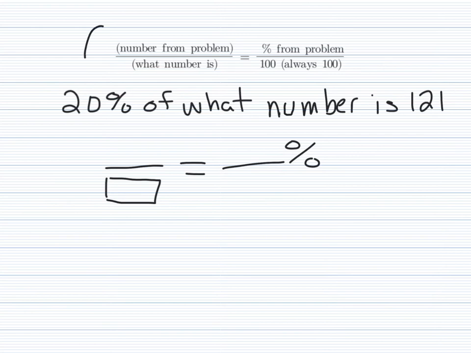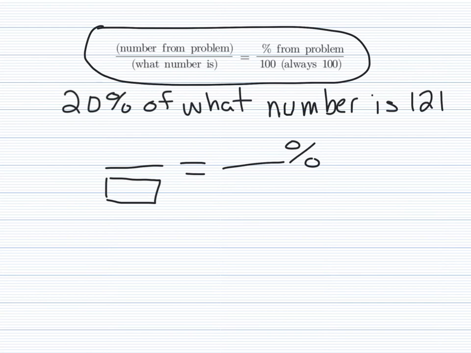This is the formula that we'll be using, and it's very simple. On the left side of the problem, we have the number from the problem. On the right side, we have the percent from the problem. Underneath the number from the problem is what number is. That's going to be our answer, so our answer is always going to go in the bottom left. And on the right side on the bottom will always be the number 100.